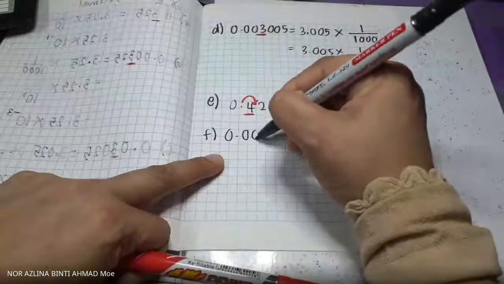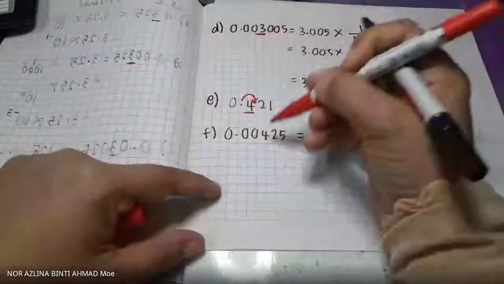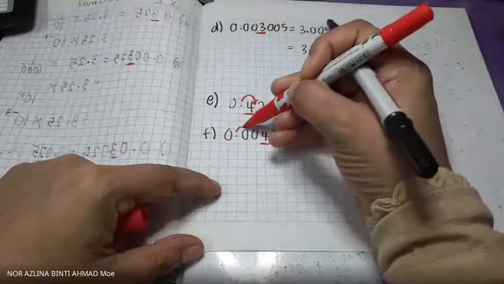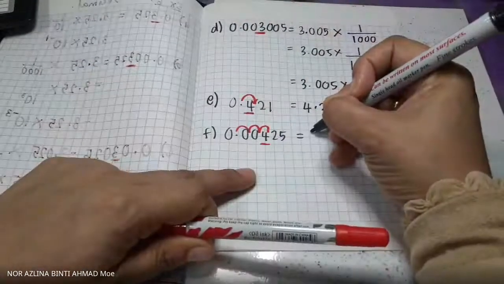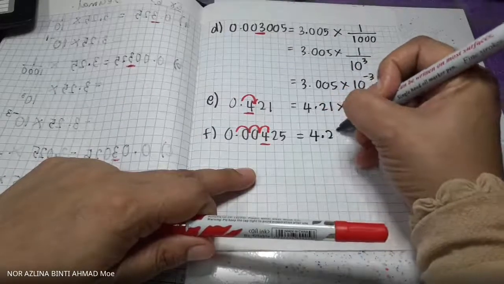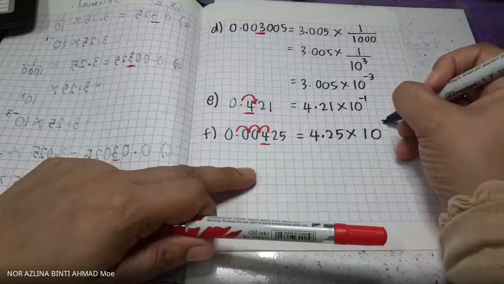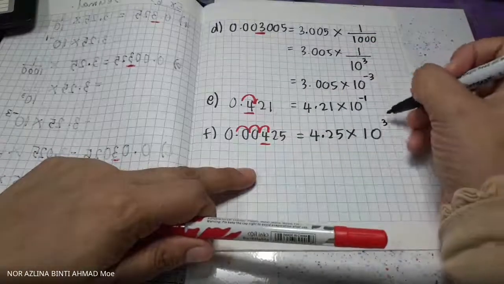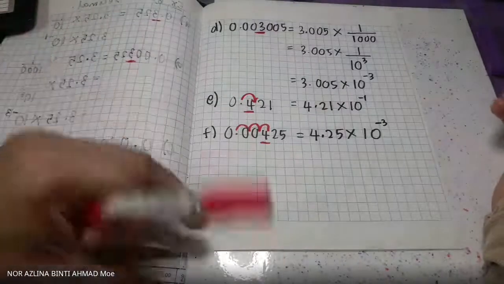F. 0.00425. So we want until number 4. So from here, 1, 2, 3. So the number for A is 4.25 multiply 10 to the power of 3. But this is from decimal number, so it must have negative. Also can.